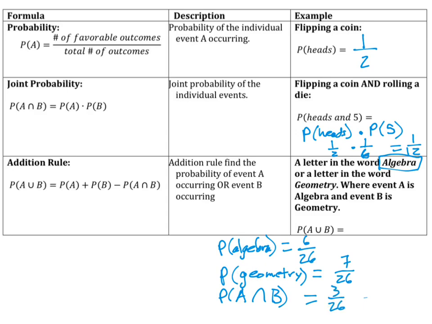And so our probability here is going to be the probability of algebra plus the probability of geometry minus the probability of getting something that's in both. And that's going to give you, see, 6 plus 7 is 13, minus 3 gives you 10. So it's 10 out of 26. And 10 out of 26 reduces a little bit to give you 5/13. And ta-da, there's some notes for you.